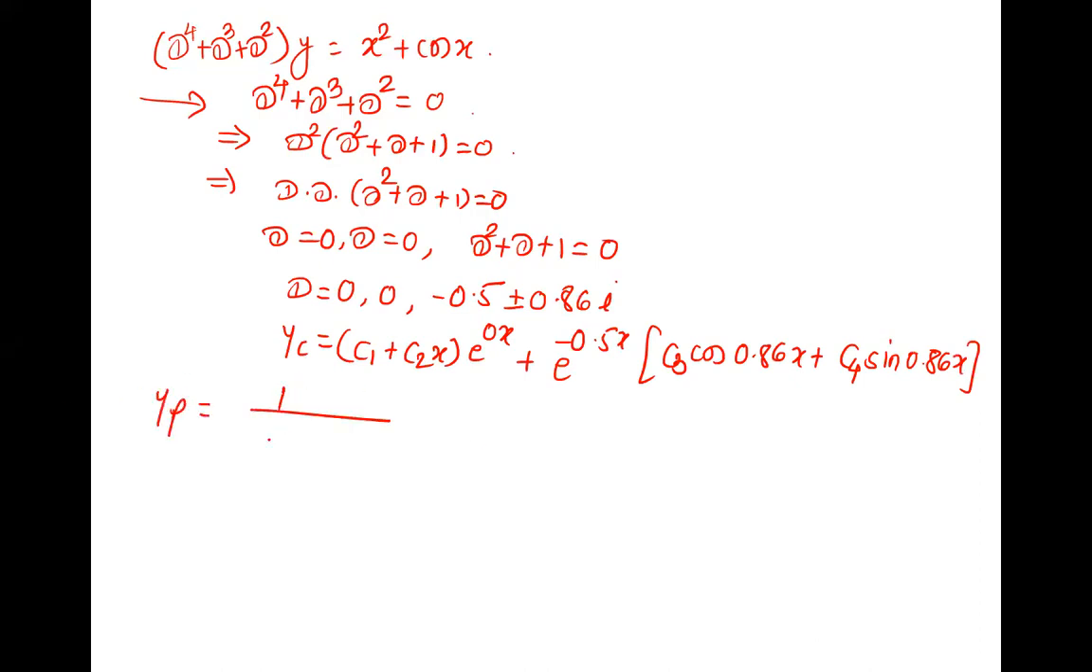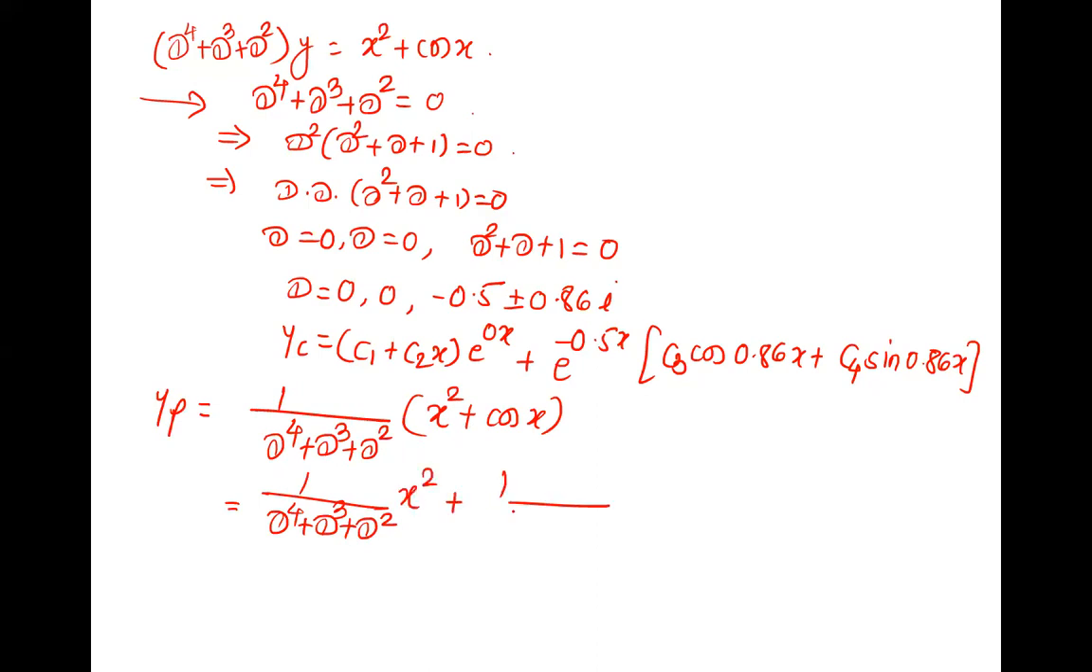YP is 1 upon the operator into x square plus cos x. Now, if we see the function, there is addition in between. So what we can do first is separate these two, then we can think later for which case it is. But the first thing is separation, as it is addition. Can we separate such? Yes, as there is addition, we can do that. If it were multiplication there, we cannot do that.